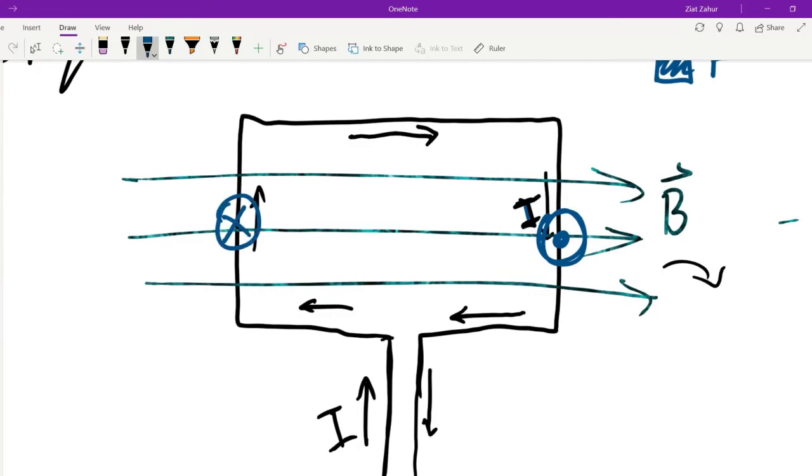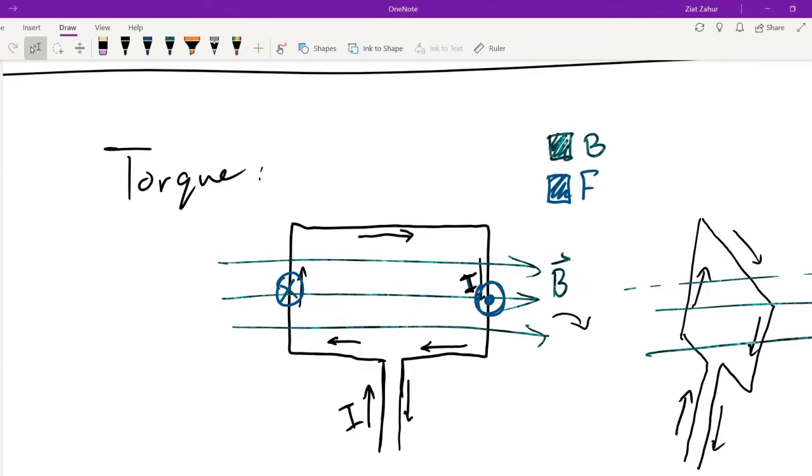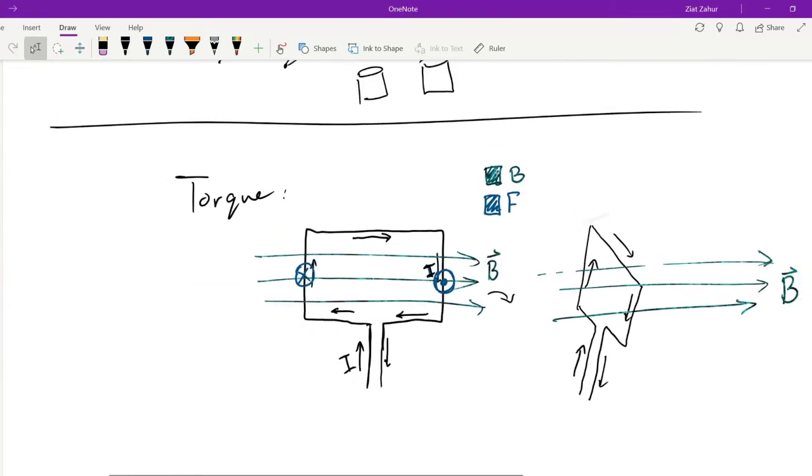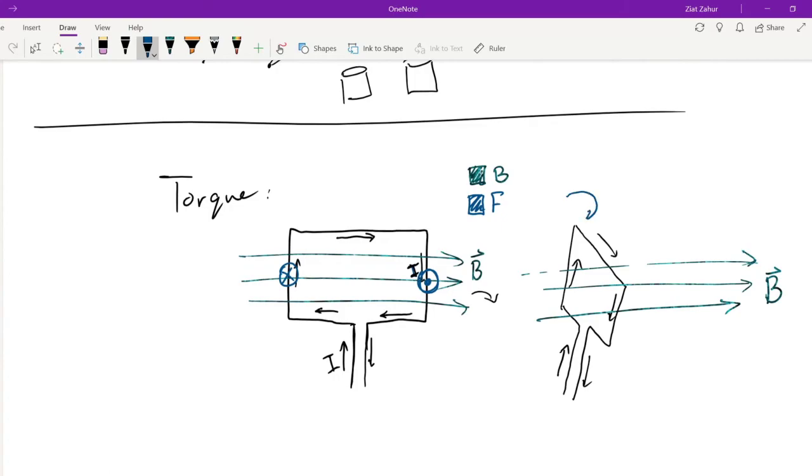So now imagine having a loop right in front of you. The right one is being pulled towards you, while the left one is being pushed away from you. So this causes the thing to spin. We have a torque. All right. So as it turns into this 3D orientation here.